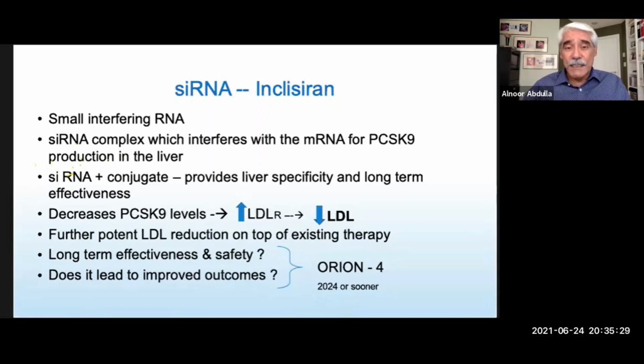But presently, it is not available. It's going to get available later this year or next year before the outcome trials actually come out, and all new drugs now actually come out and are approved before the outcome trials are finished.